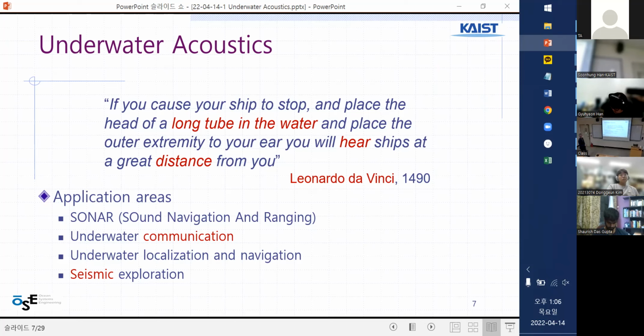And seismic exploration for finding out something, especially nowadays trying to find oil reservoirs and gas reservoirs. They also use sounding methods. By sending sound and receiving the returning sound, they can make an estimate. You may know or may not know about the ultrasound medical imaging system.